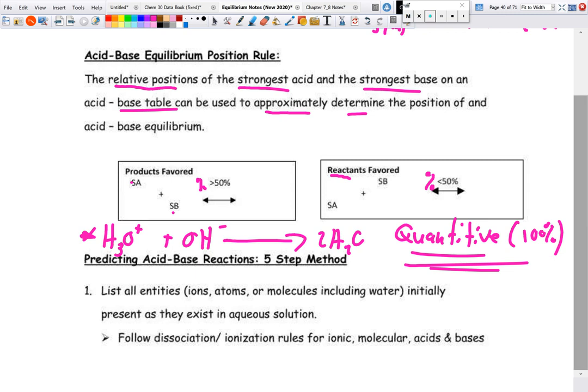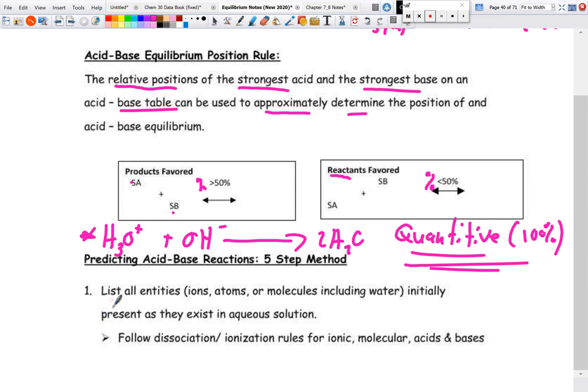So for predicting acid-base reactions, we are going to follow a 5-step method again. Now this is very similar to the 5-step method that we followed for electrochemistry, so really the step-by-step isn't going to be any different. The major difference is that we are going to find our strong acid and strong base instead of strong oxidizing agent and strong reducing agent.